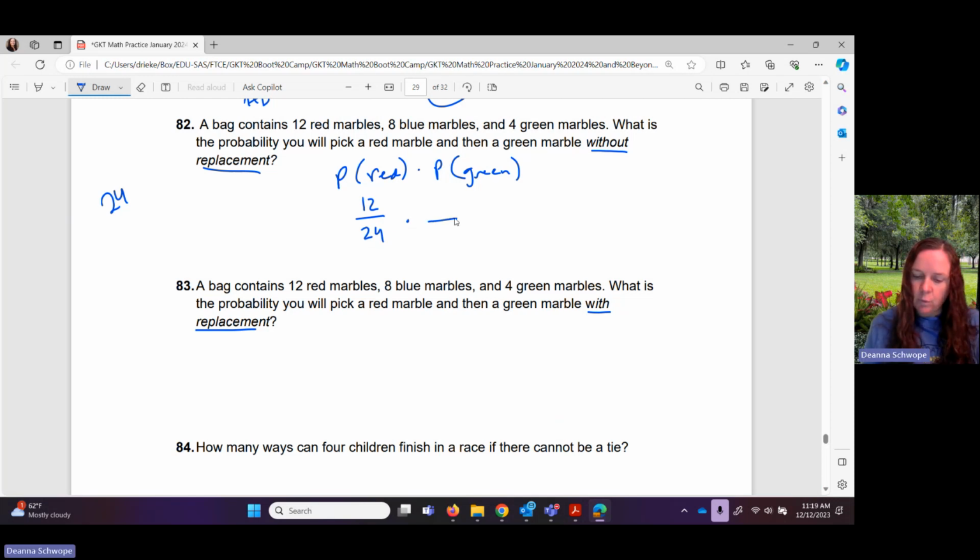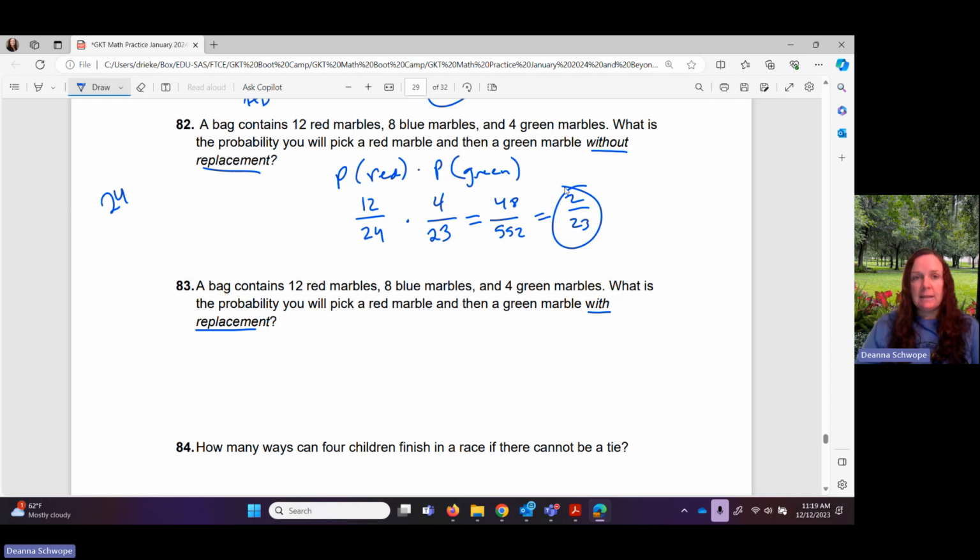And remember we said without replacement. So we still have 4 green, but we did not replace the one that we pulled out. So now we only have 23. If you multiply those together, it comes out to 48/552. If you want to simplify, it comes out to 2/23.